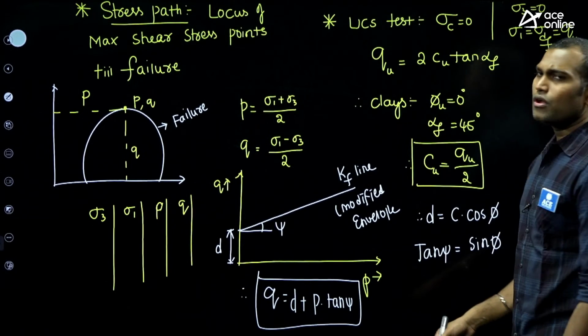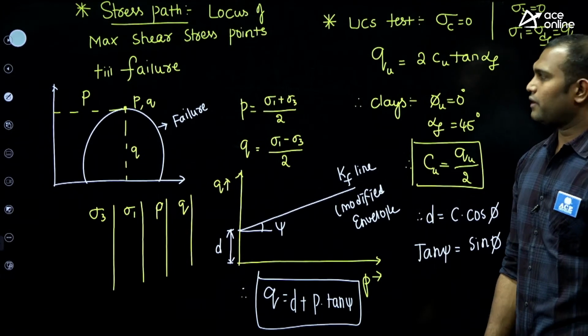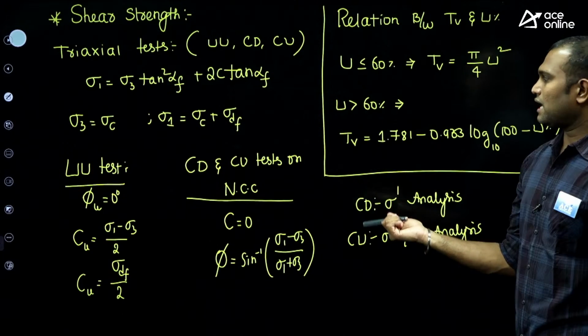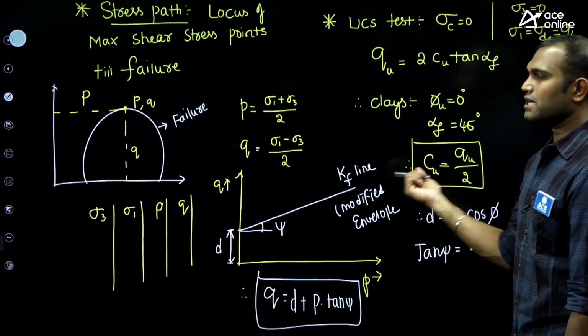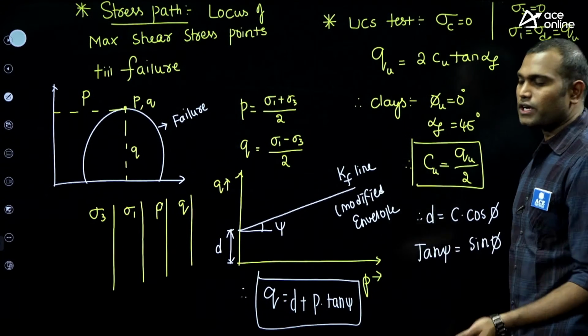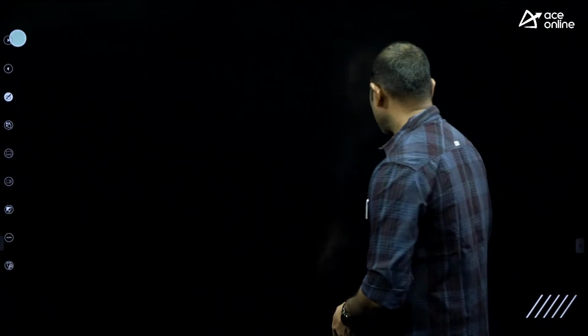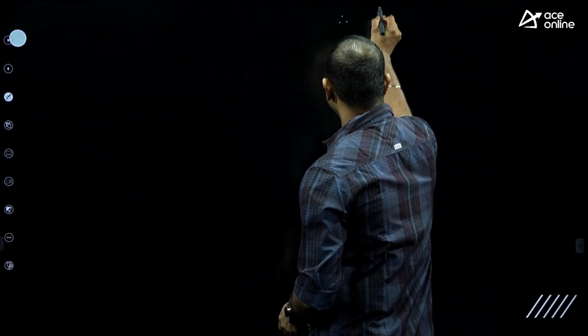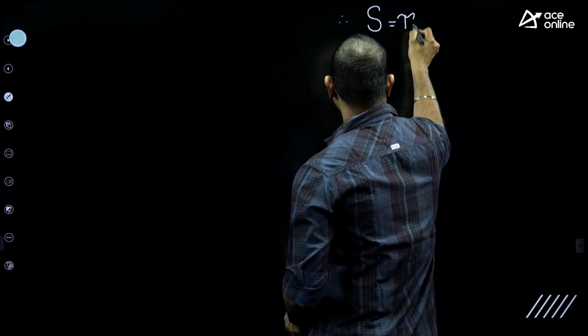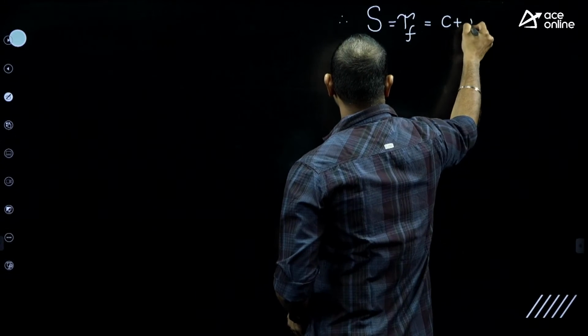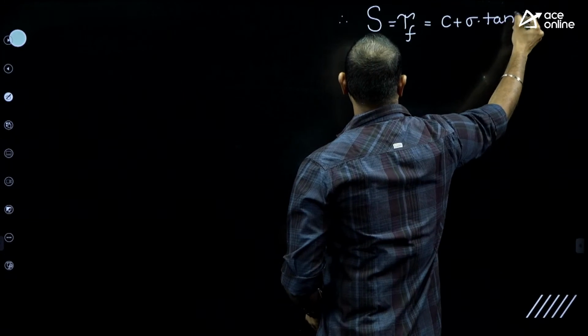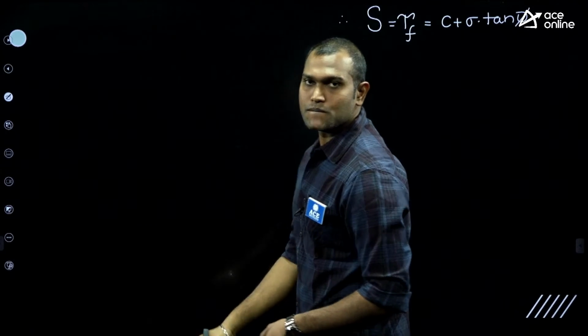So this is how we are going to find out the C and phi. Whether it is a triaxial test or a UU test or stress path, our main aim is to find out the shear strength parameters. If you know the shear strength parameters, then you can find out the shear strength, which is nothing but tau f is equal to C plus sigma into tan phi.